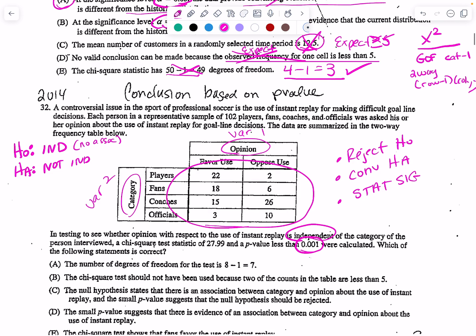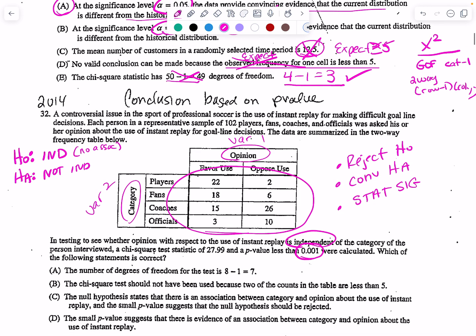Okay, so conclusion based on p-value. When I look at this, immediately I see this as a chi-squared because I have 2 variables, one here and one here, and so I've got all of my values in here. So I see it gives me a p-value of 0.001, and that's a low p-value. It's going to be reject no matter what alpha I have because it's pretty low. So I went ahead and wrote notes on my paper, reject H0, convincing evidence for Ha, statistically significant.